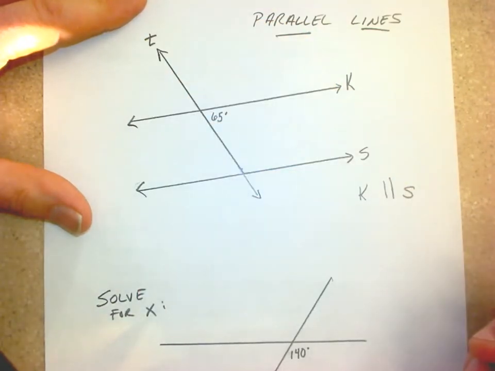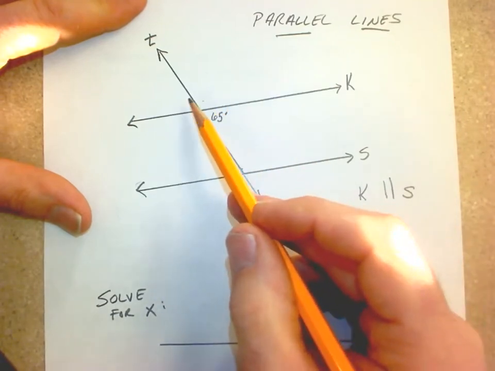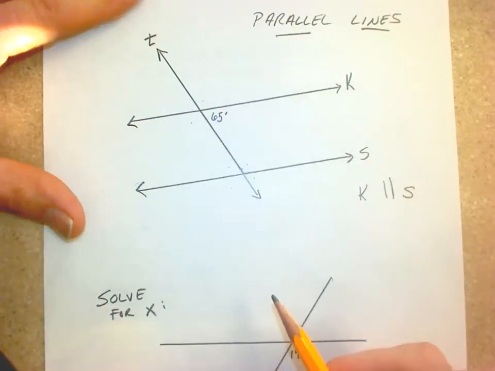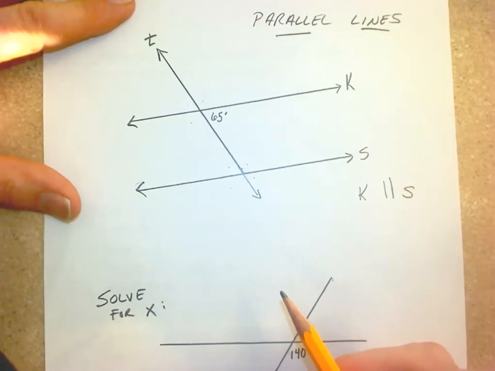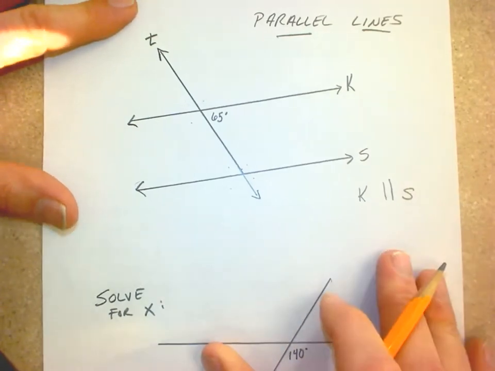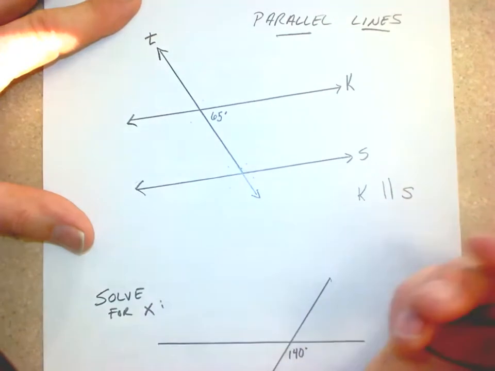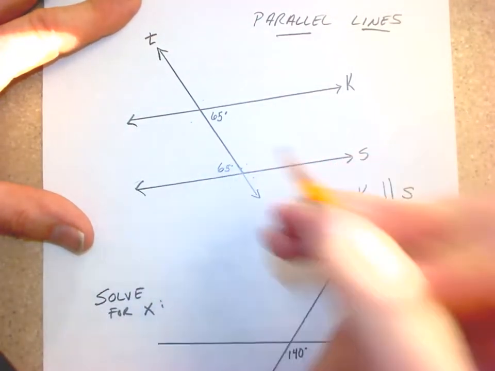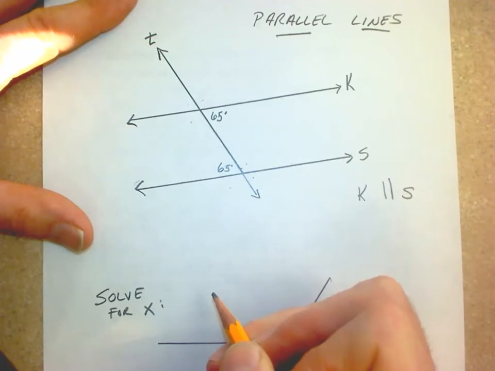Our goal as the student is to determine what the measures of these other 7 angles are if we're given one. So a couple things that we talked about in class today. Since these two lines are parallel, 65 degrees is congruent to 65 degrees.